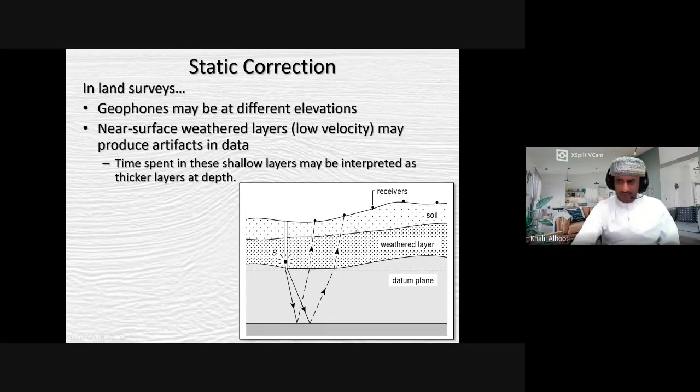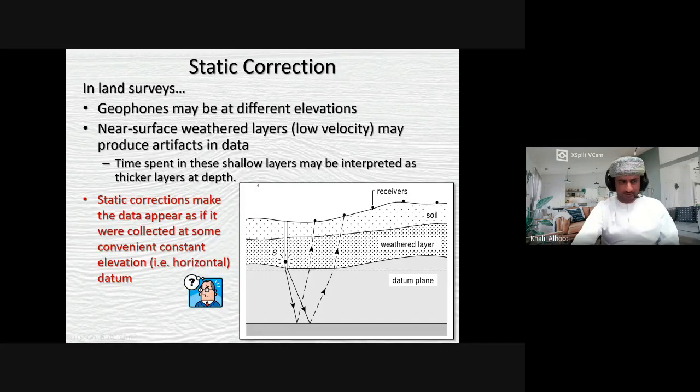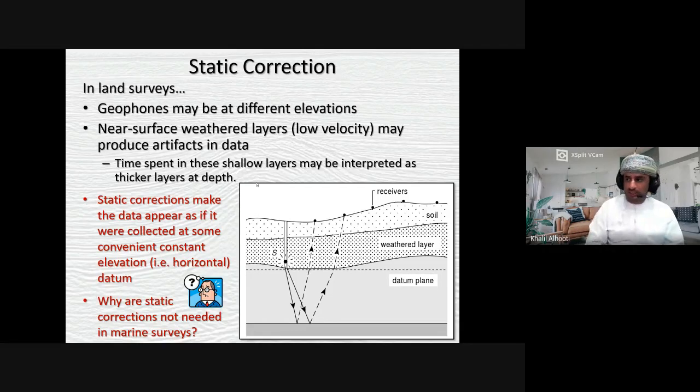Overall, the idea here is that we need to bring seismic data to a datum level. This can be done through static correction. We apply static correction. Here comes a question. What do you think about a marine survey? Is there any static correction in a marine survey?